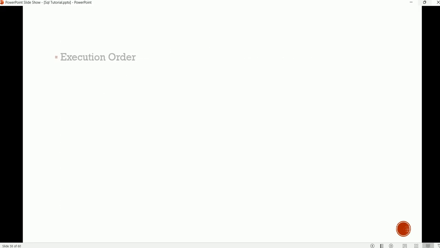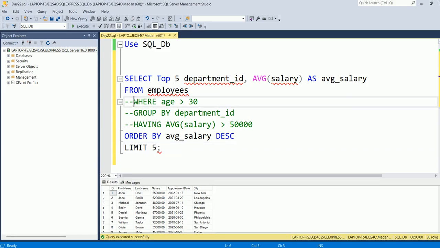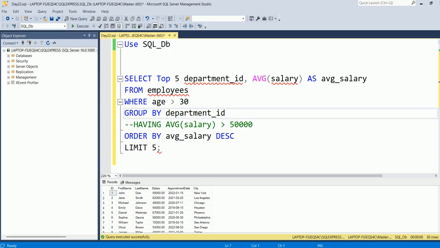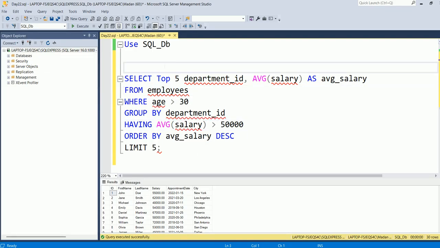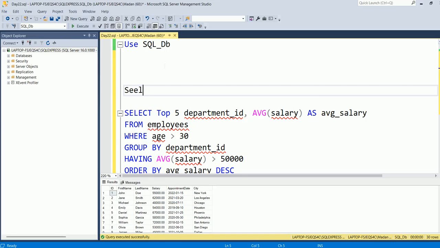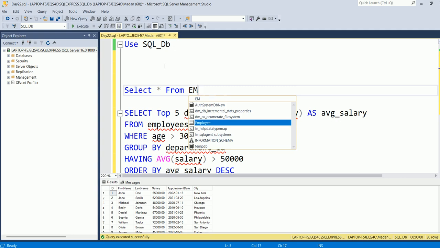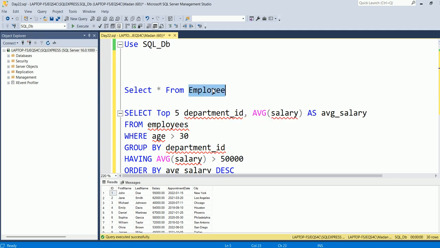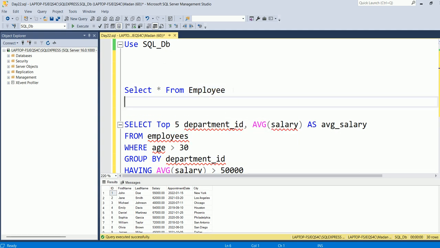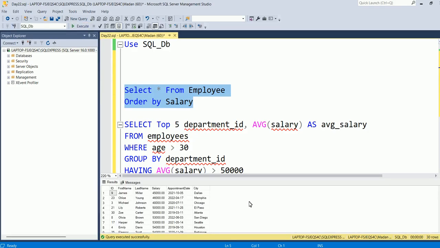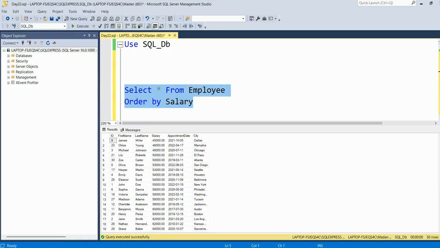Moving forward, now the execution order. We run this query. Currently I don't have the employees table; I have the employee table. For basic understanding, I'm writing one query here: select star from employee, order by salary. Now I have executed this simple query.